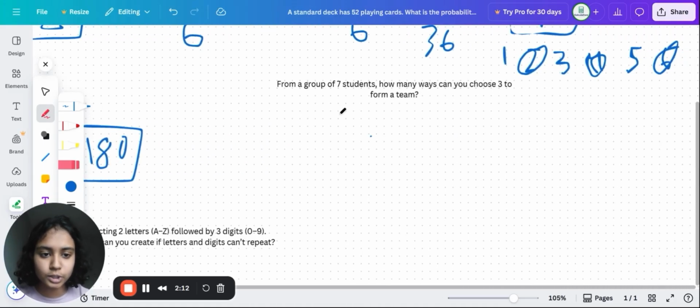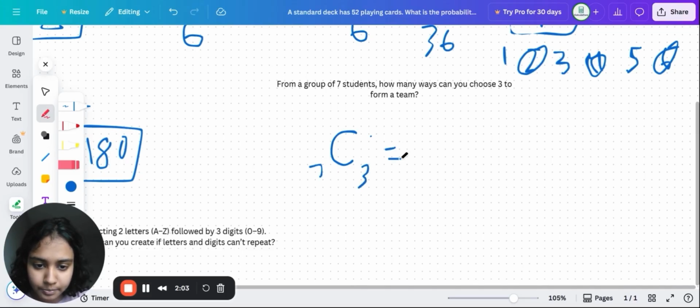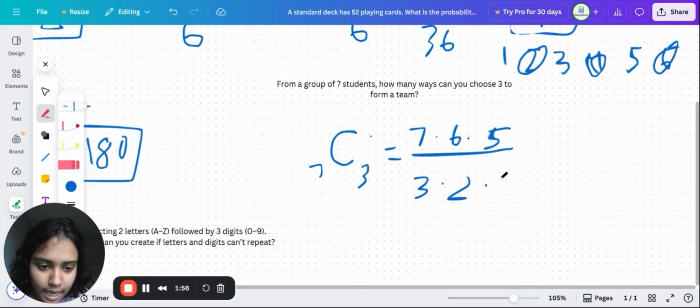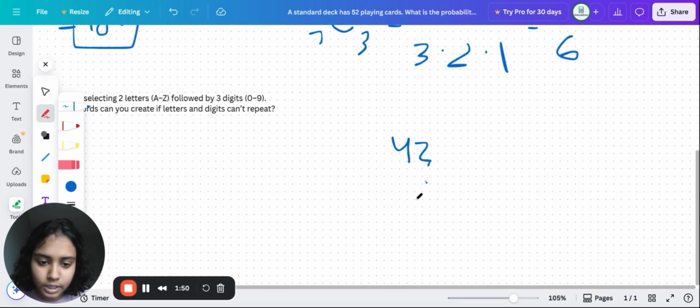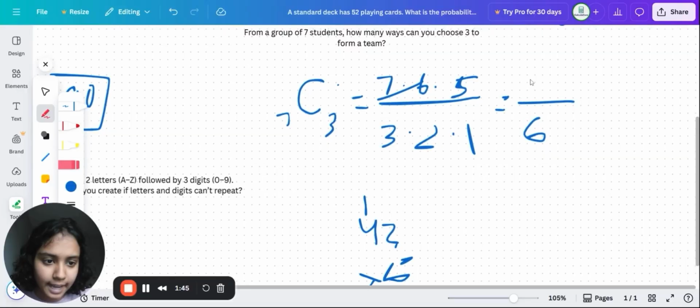And then from a group of 7 students, how many ways could you choose 3 to form a team? So popular notation in counting and probability is the choose notation. So out of 7 students, you want to choose 3 to form a team. A way you would rewrite this is 7 times 6 times 5, over 3 times 2 times 1. So the denominator is 6. And then if you simplify this, you get 7 times 6, which is 42, and then 42 times 5, which is 210. So if you simplify this, you get 35 as your answer to this problem.